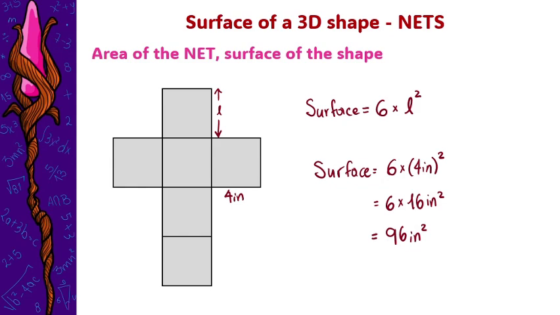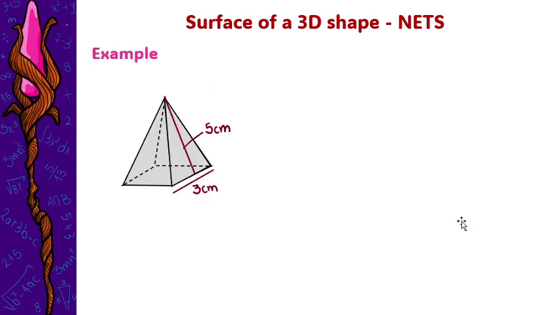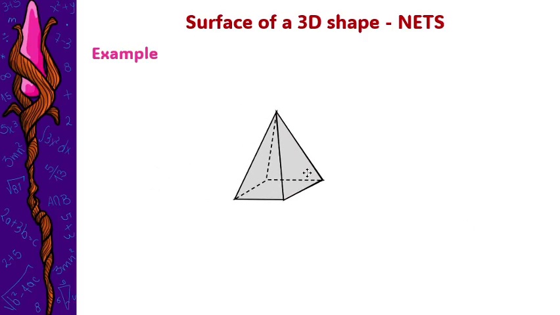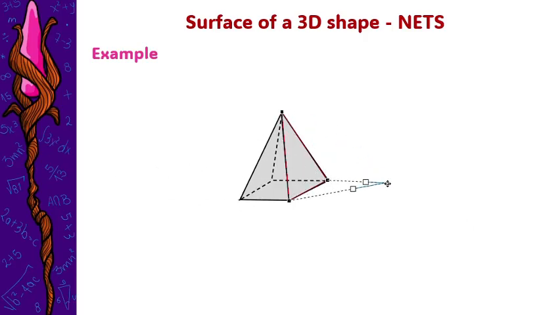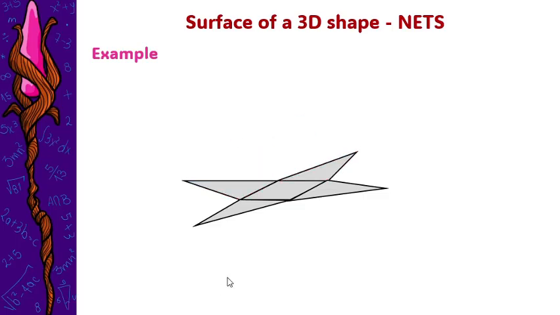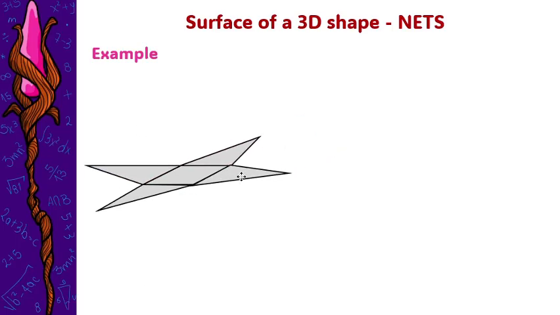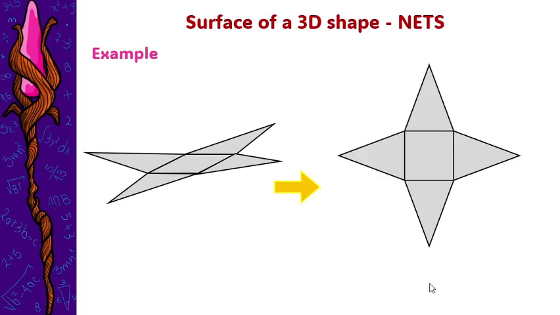But let's see what happens with a little more complicated shape. So let's say we have this square base pyramid. So first we need to find the net of this one. So we need to unfold it. Let's do it. So let's move it here to unfold it. So it would be something like this, that we can see as a shape like this. So it's composed of a square and 4 triangles.